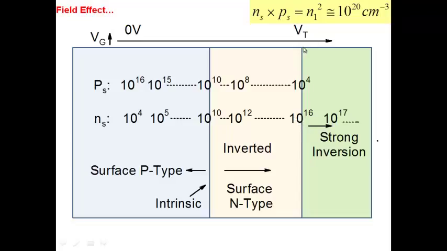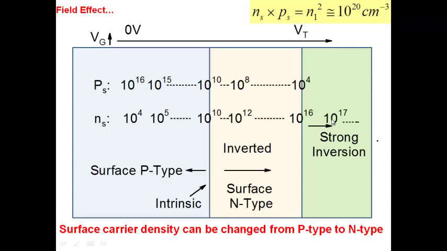Okay. If you apply even more, well, the electron density is going to increase even more. 10 to the power 17, 18, 19. So electron density at the surface of a MOSFET in strong inversion is very large, 10 to the power 19 or even higher. Okay. So you're applying a large voltage. This increases strongly. All right. So that's the principle. Surface carrier density can be changed from p-type to n-type, and we are creating inversion.